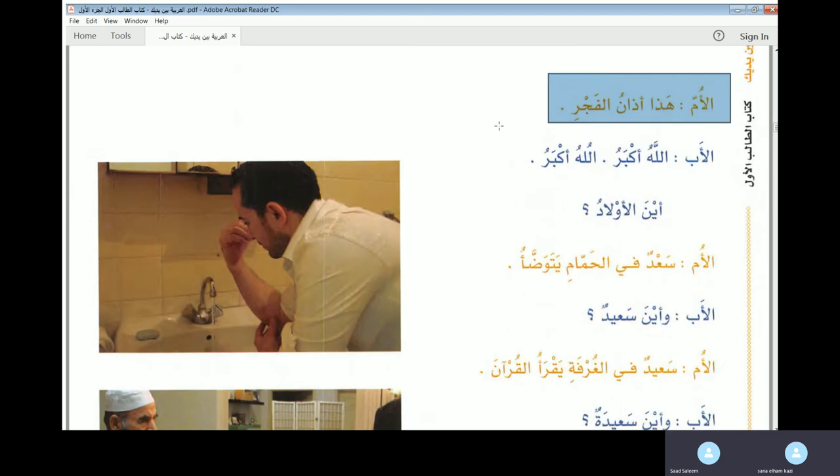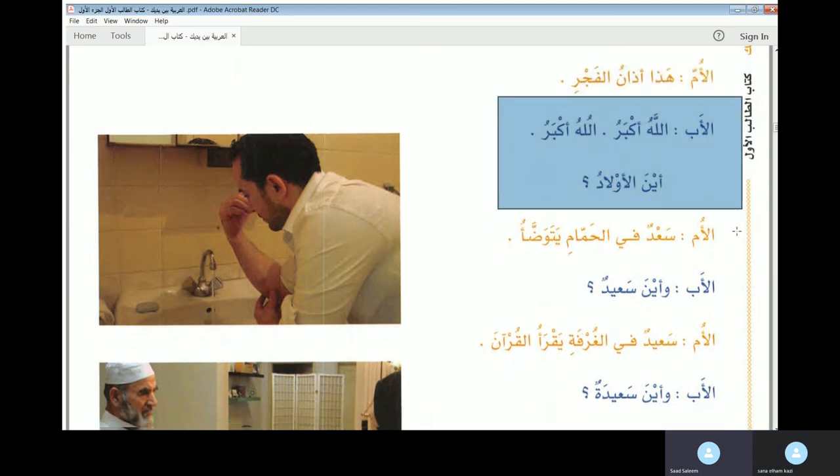Al-Umm: Hada adhanul Fajr. This is the call for Fajr. Oh, this is Fajr adhan. Allahu Akbar, Allahu Akbar. Aina al-awladu? Where are the sons? Where are the children? And Miss Anna, it will be better if you read the sentences of Al-Umm.